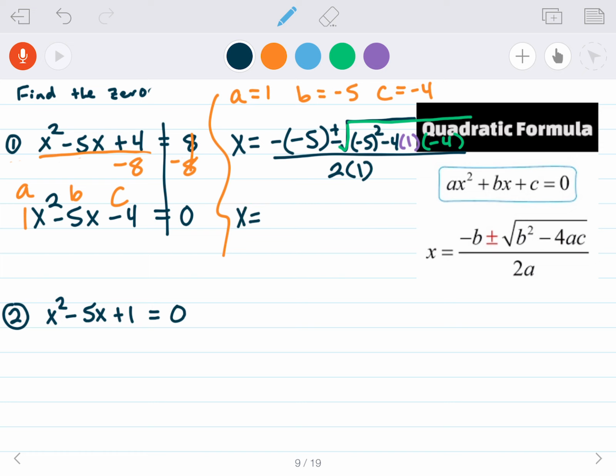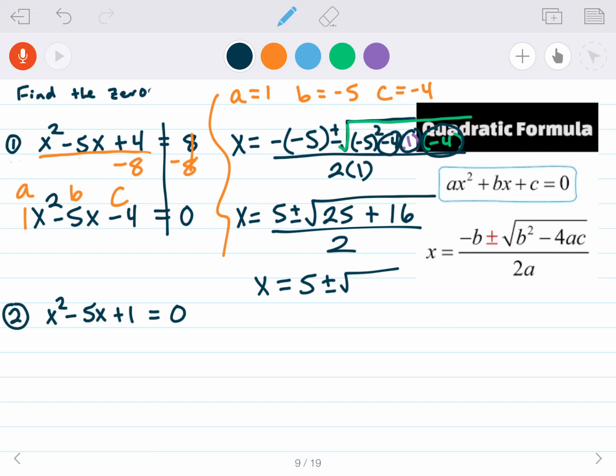Alright, let's clean it up a little bit. These double negatives in front can become a positive, and under the radical, negative 5 squared is 25. Negative 4 times 1 times negative 4 is a positive 16. All over 2. Cleaning it up even more, under the radical, 25 plus 16 is going to give us 41, all over 2. And that is going to be our answer here.